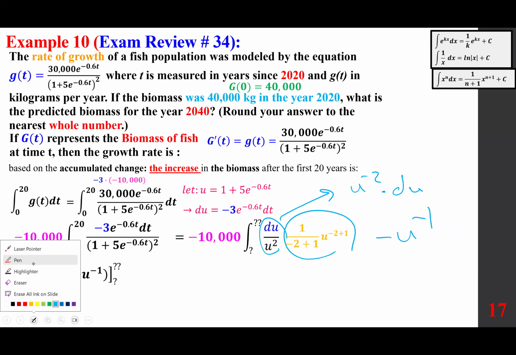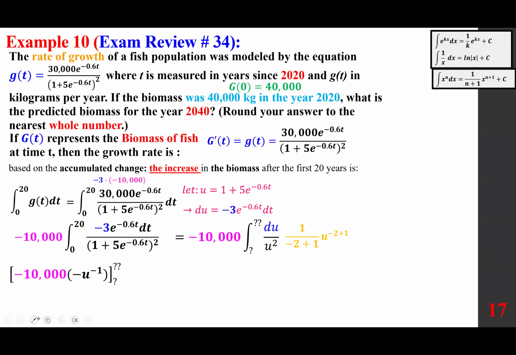So before we go to the next step, −10,000 and the negative becomes positive 10,000. u to the power of −1 goes down. So this is 10,000 over u. What are the new limits? If I plug in 0 here, I get 1 plus 5e to the power of 0, and I get 6.